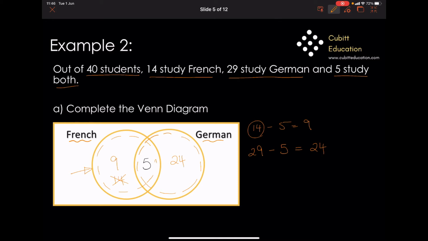Now finally, we just need to check, because we know that there are 40 students altogether. If we added up the students that we have, 9 plus 5 plus 24, that only comes to 38. Now we have 40 students altogether, so 40 take away 38 leaves us with 2, meaning there'd be 2 that didn't study any of those languages, and we needed to put them in the outside section of the Venn diagram.